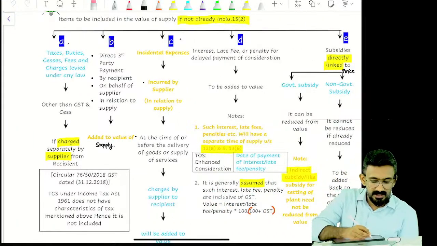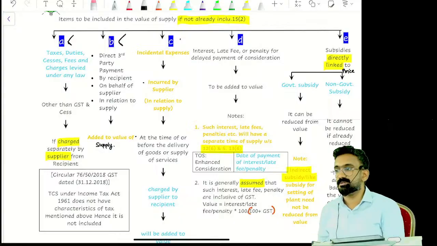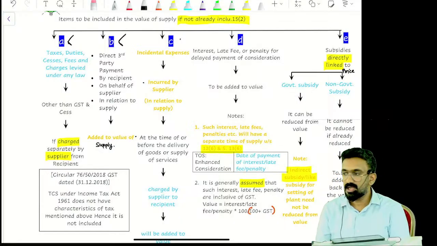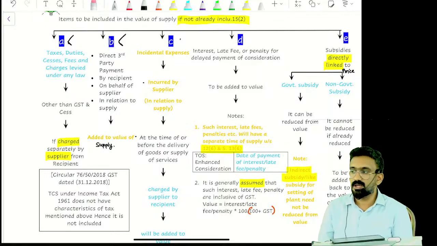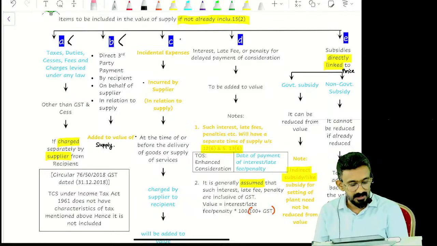Let's look at what Section 15 says. A we explained. Let's read B. Direct third party payment by the recipient on behalf of the supplier in relation to the supply will be included in the value of supply.